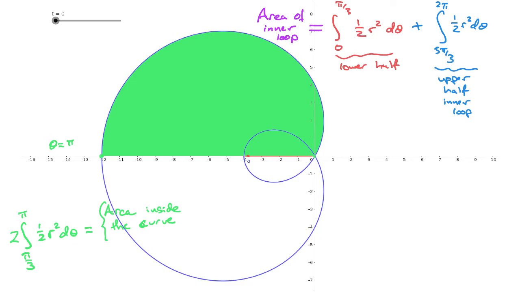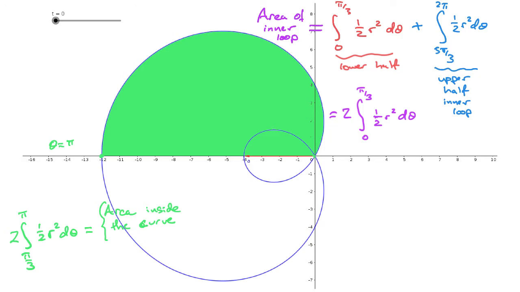And so what we're looking at there is the area of the inner loop, which is just given by 2 times our integral. We can just do the first one from 0 up to pi over 3 of 1/2 r squared d theta. So our area of the inner loop is given by this. The area inside the entire curve is given by our green integral.